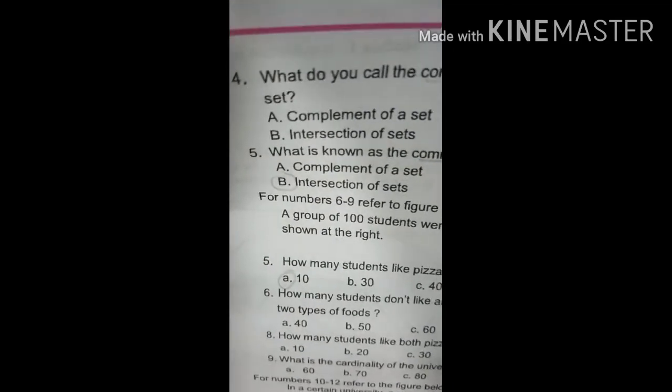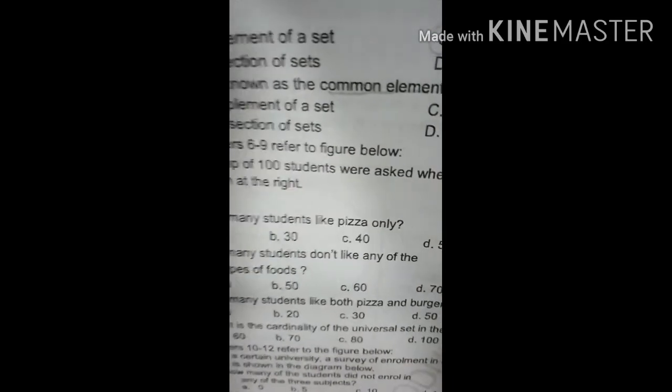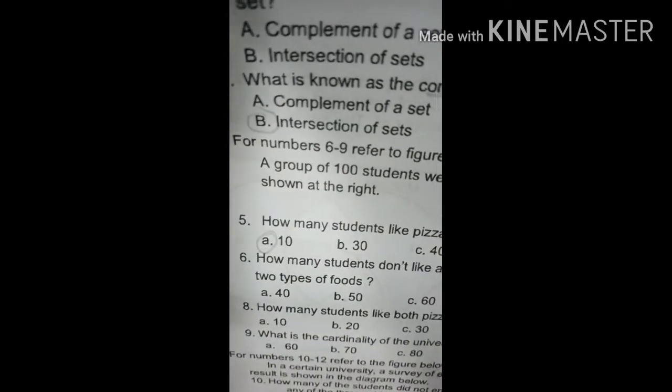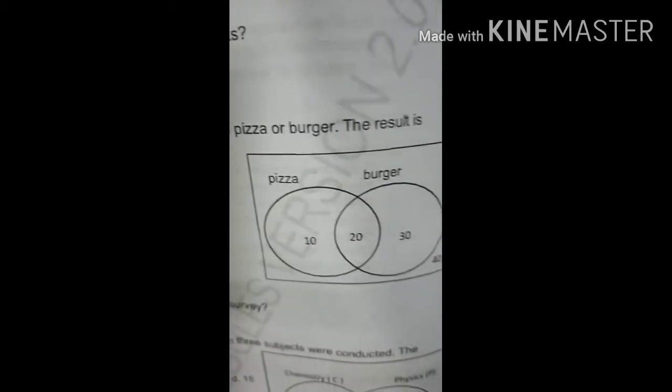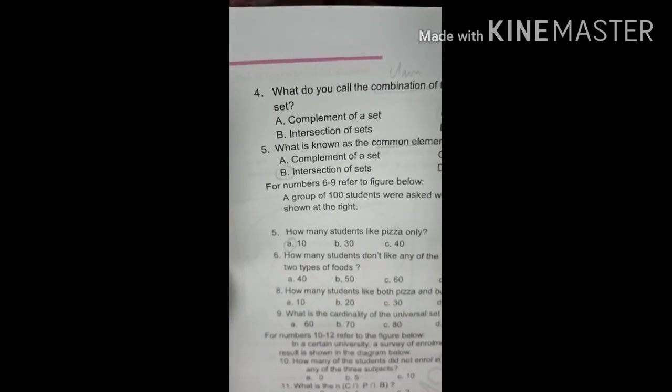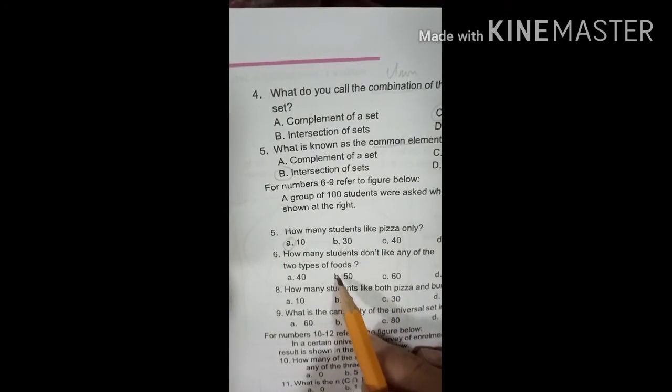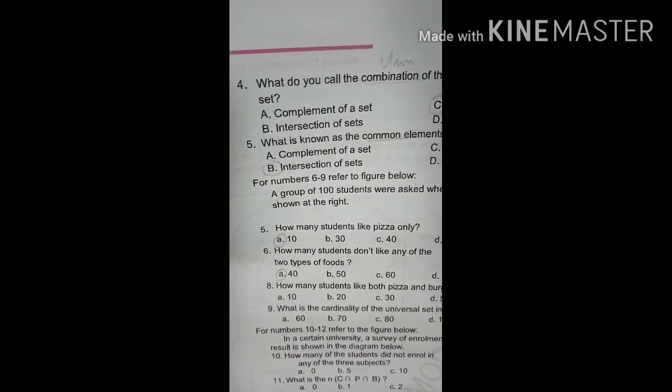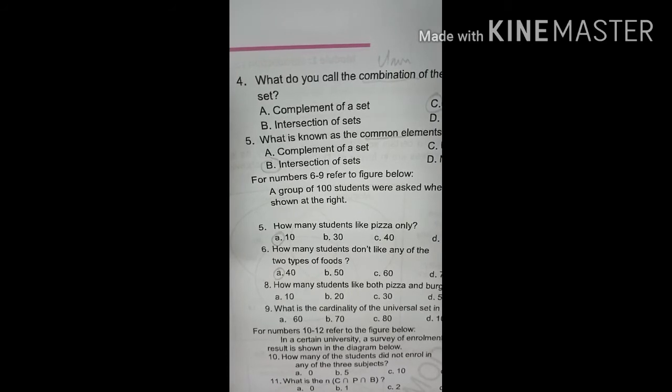And how many students don't like any of the two types of foods? Don't like, it's 40. So the answer here for number 5 is 40.